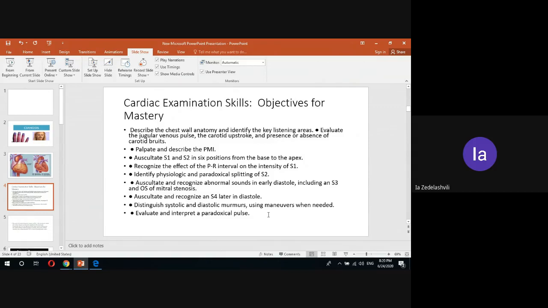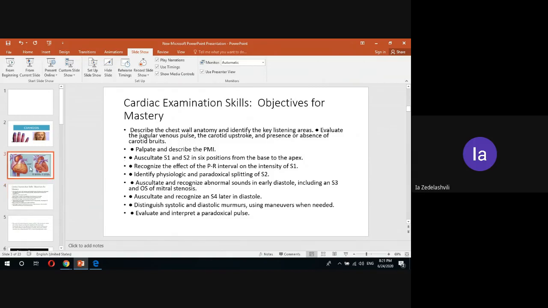So if you cannot recognize the split of S2 or late S4 or some other kind of murmurs, like increasing, decreasing, or other kind of paradoxical pulse as well, do not care. It's only the idea: is it normal or pathological? And if you find it pathological or not normal, you can send your patient to the cardiologist for further examination.